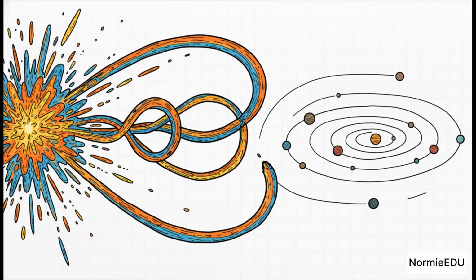So in this framework, the beautiful, predictable orbits of the planets aren't happening because the sun is constantly pulling on them. No, they're actually just the leftover momentum, the persistent echoes from the violent cosmic collision that formed our solar system billions of years ago.